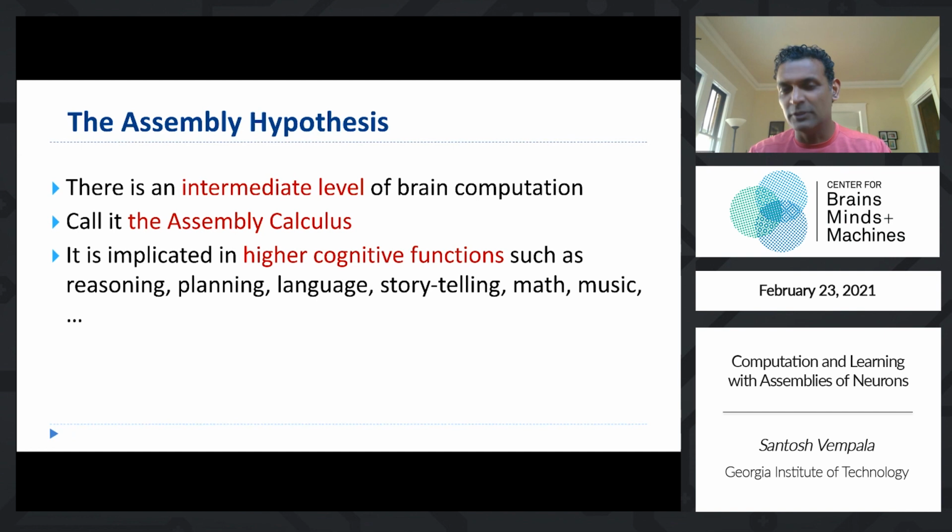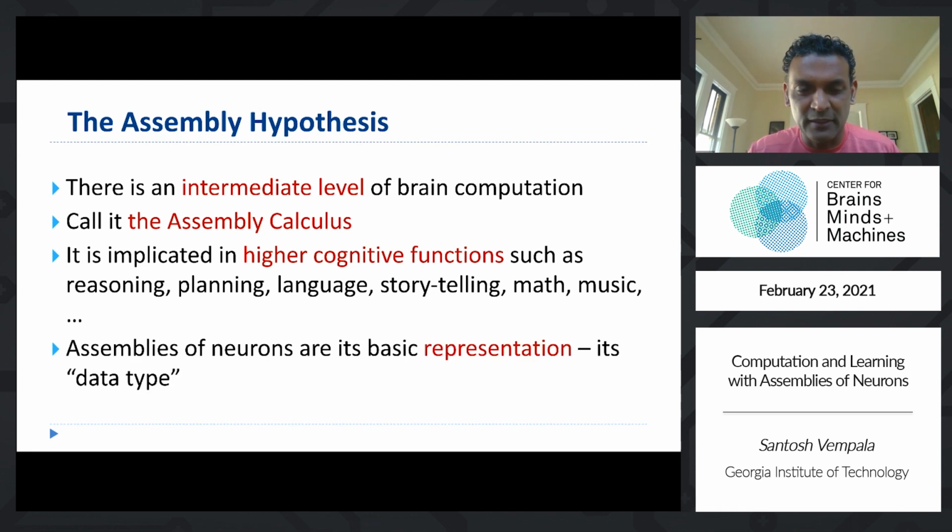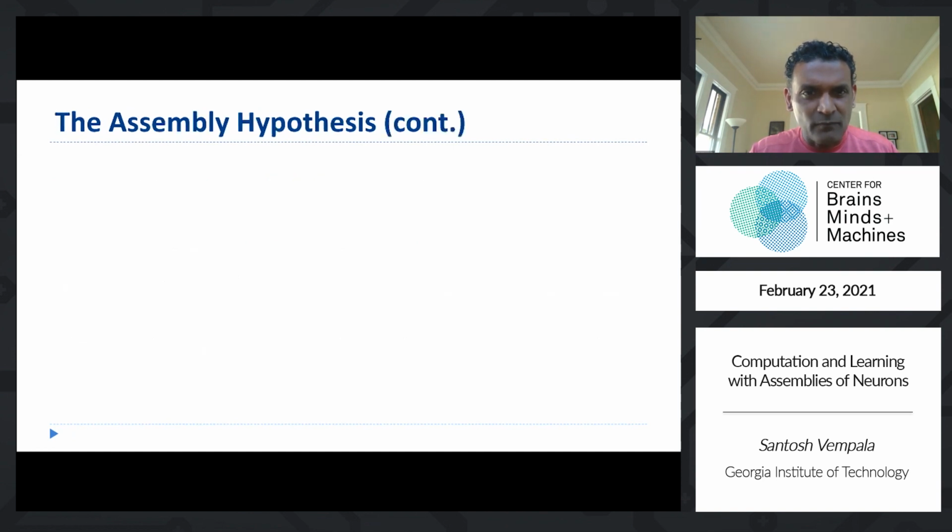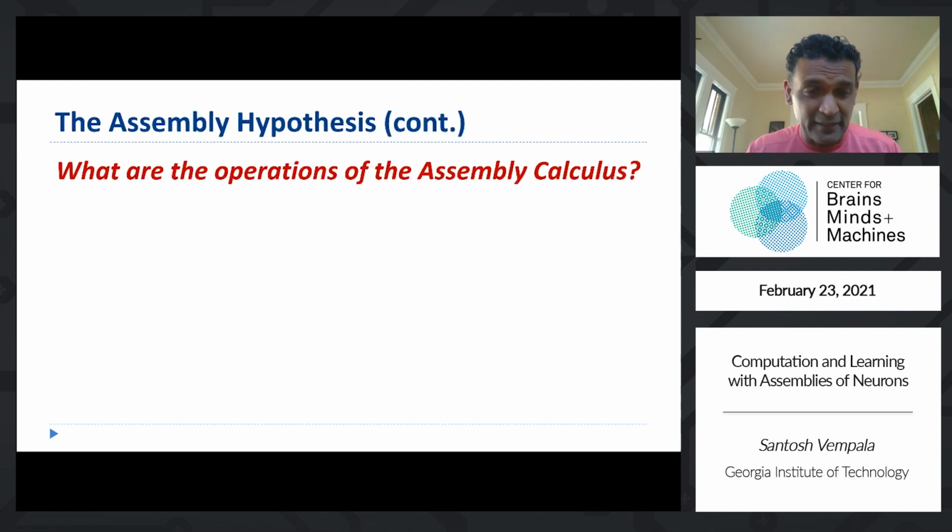And for this, we would need to demonstrate or review experiments, such as reasoning, planning, language, storytelling, math, music, etc. And assemblies of neurons are its basic data type. Okay, that's the first part. Now, what are the operations, right? What operations are we going to be able to do with this?